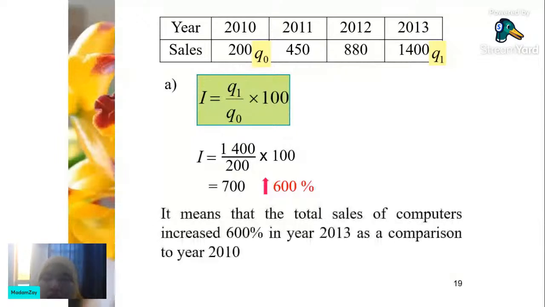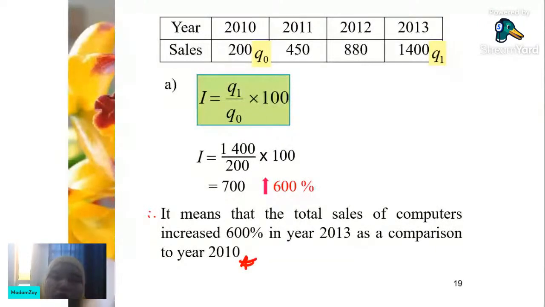Okay, the interpretation here to explain this index number: it means that the total sales of computers increased 600% in year 2013 in comparison to year 2010. Okay, so you have to explain like this. It depends on what type of situation. Here it is talking about total sales because it's quantity, right? It's total sales of computers.